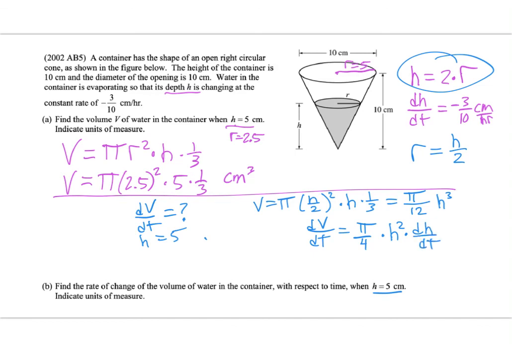This time we know dh/dt is negative 3/10, so we can write this as dV/dt is equal to pi over 4. h is going to be 5, so that's 25. Then we got negative 3 over 10. We're going to do some canceling here, but I don't really particularly care about this. And for volume changing over time would be centimeters cubed per hour.